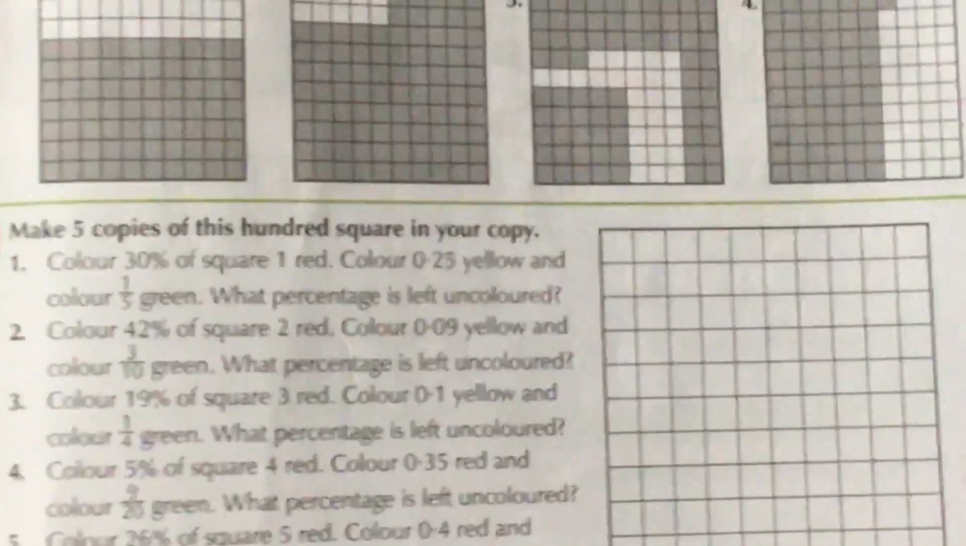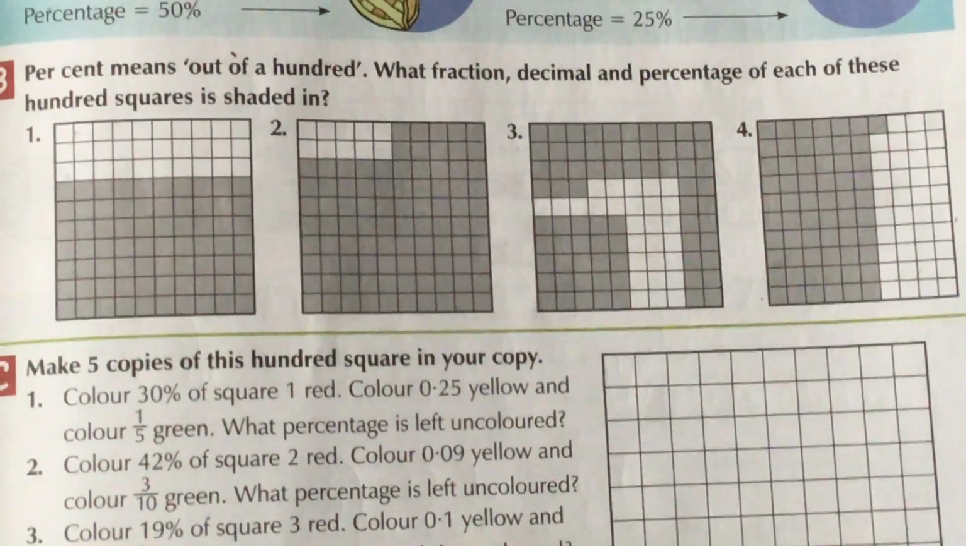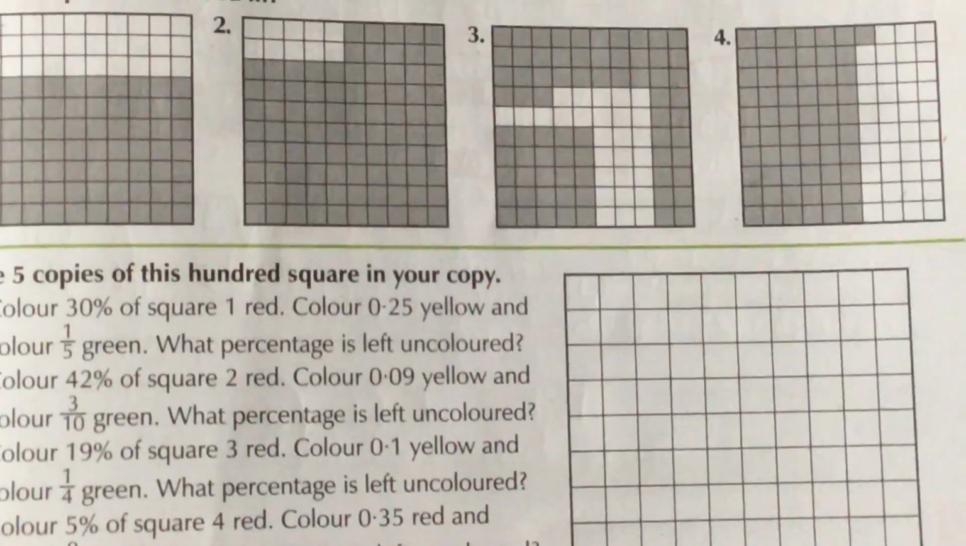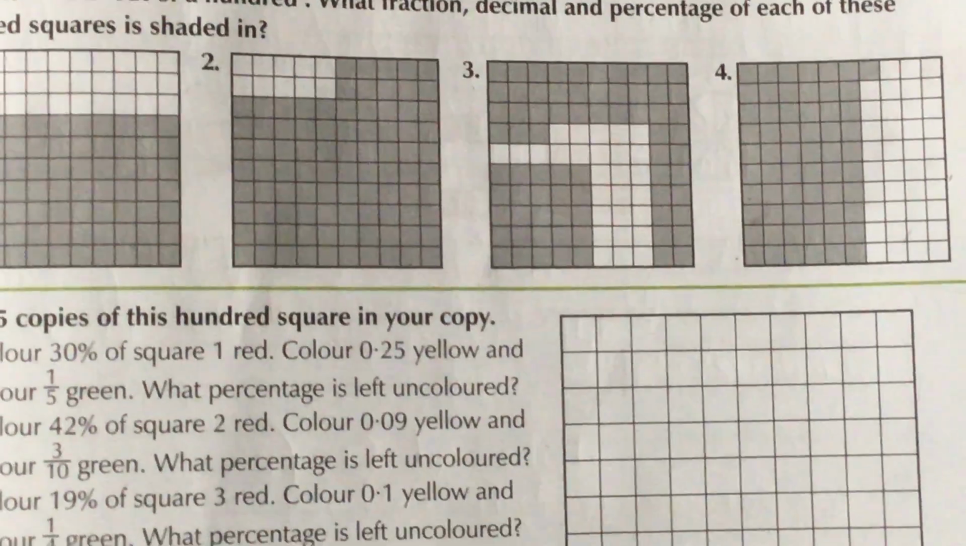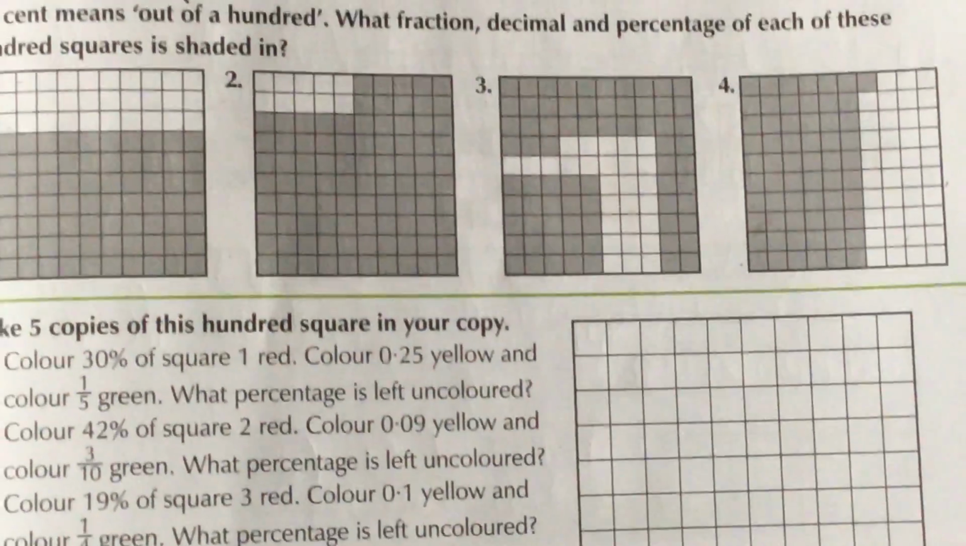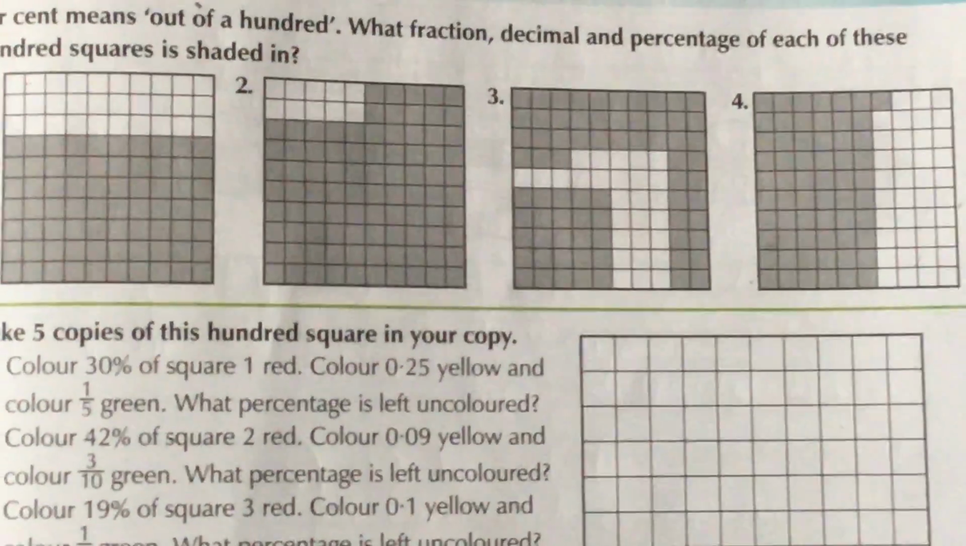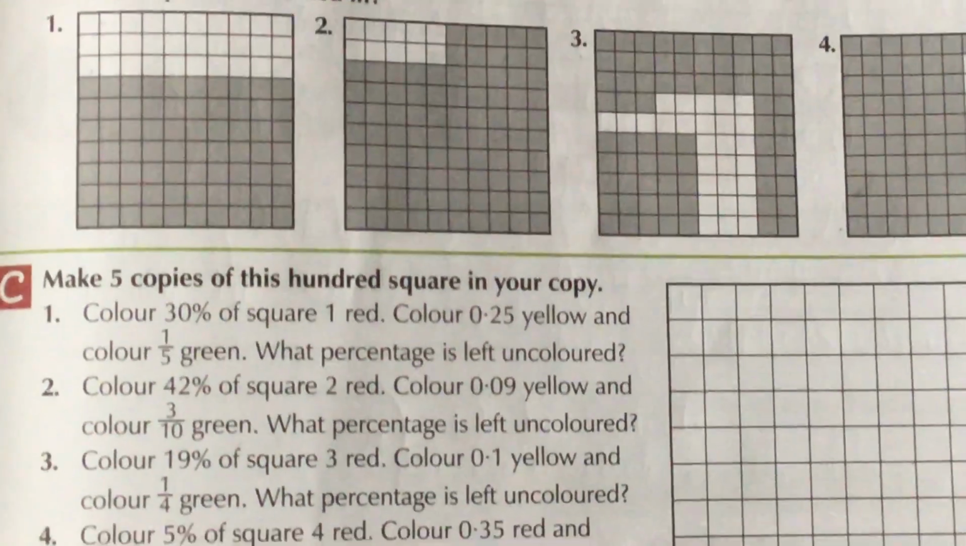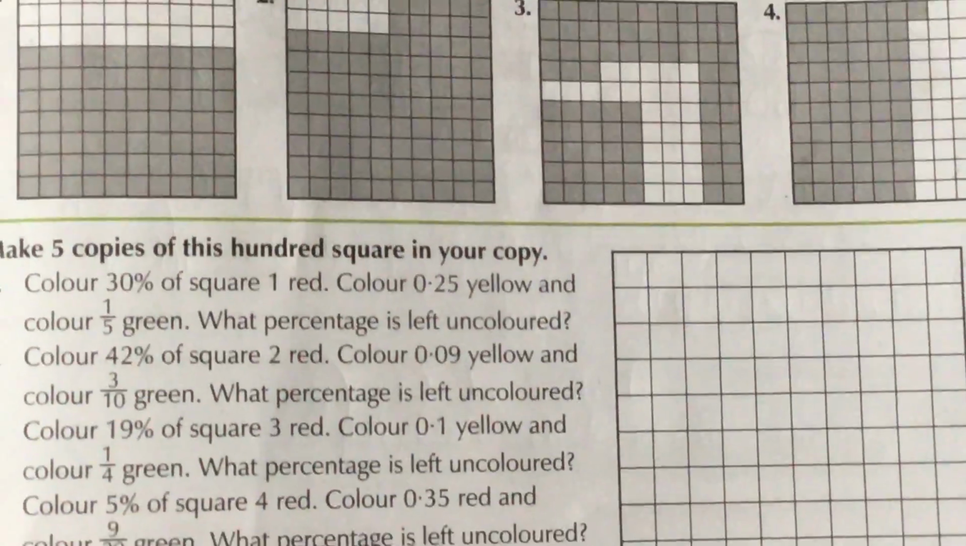Okay, so 30% red. So what's 30%? It's 30 per 100. So 30 of the squares here are going to be red. Okay, 30 red. Do you understand that? 1/4 of them are yellow. So what is 1/4 of 100? Now, it's not 1/4 of the ones that are left over. It's 1/4 of the whole square. Remember that. So it's 30 out of 100 are going to be red.